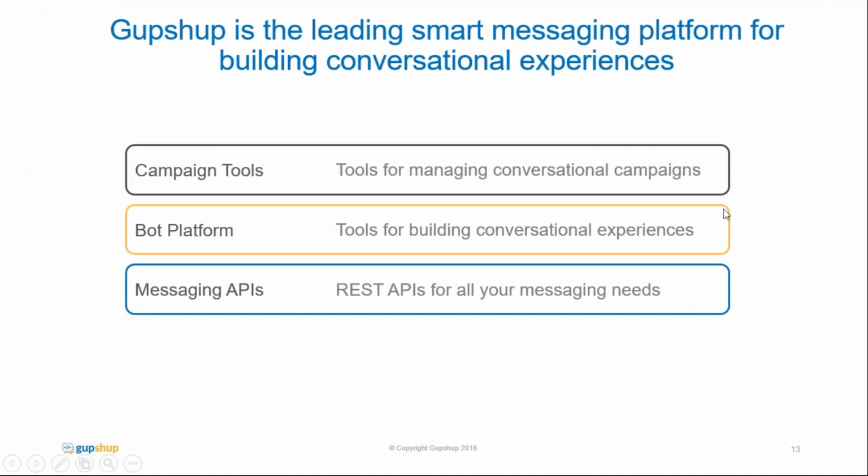Right now, we talked about conversational marketing. You can do campaigns. You can do a lot of stuff. Along with that, if you look at the slide, you can define the tools you need: you need a campaigns tool, you need a tool to build a bot, and you also need some sort of messaging APIs to send out messages to different messaging channels.